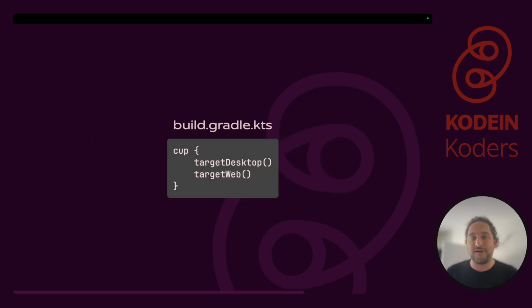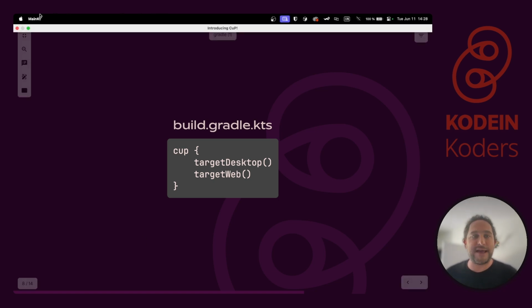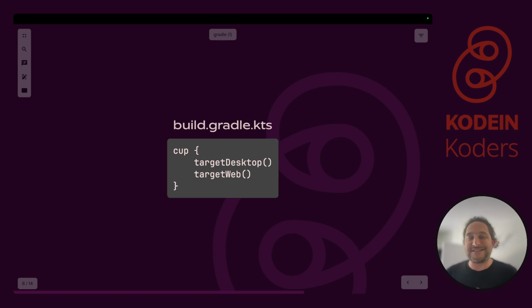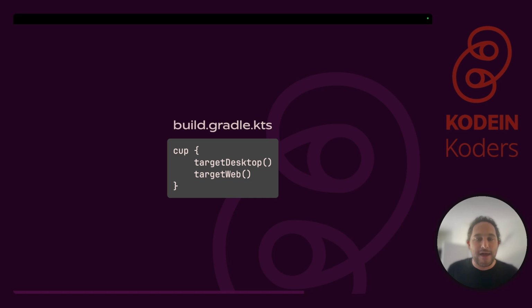Then in Gradle, you need to define the targets. So this allows you to target the desktop and or the web. So you should always target the desktop. This presentation, for example, is a desktop application. This is the stable way of creating a Cap presentation. You can also target the web, and we'll talk about that later, but you should always have target desktop, and you may or may not target the web according to your needs.